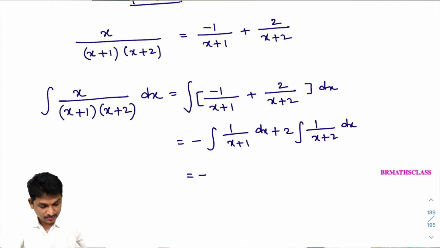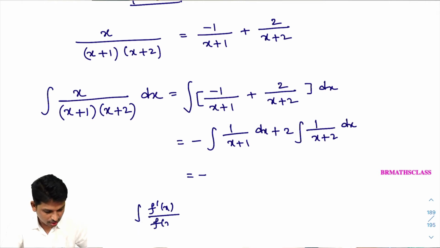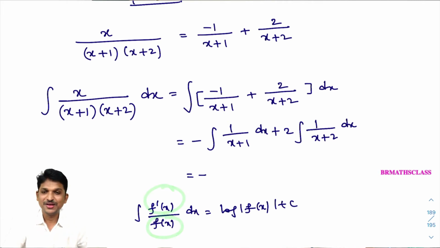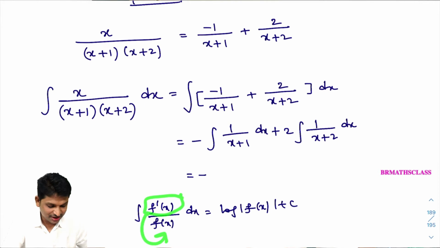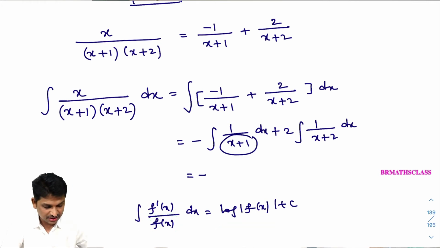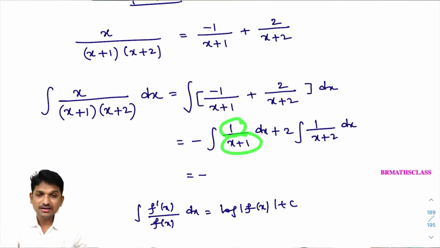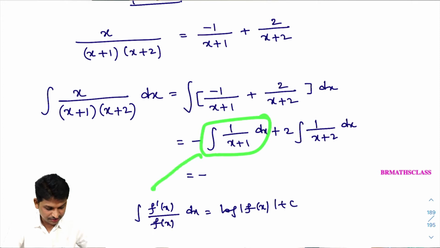That equals minus. You learn this formula, this is model number 8. You learned this formula in model number 3. Integral of f dash of x by f of x dx is what? Log mod f of x plus c. If the numerator is the derivative of the denominator, we will write its answer directly. Correct? So here, what is the derivative of x plus 1? The derivative of x plus 1 is 1. So this integral is of this form only.